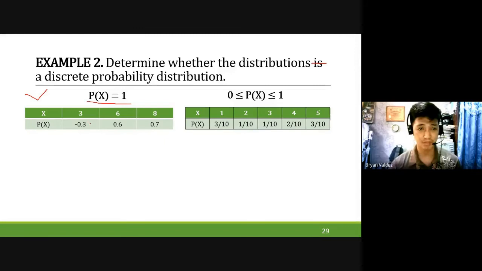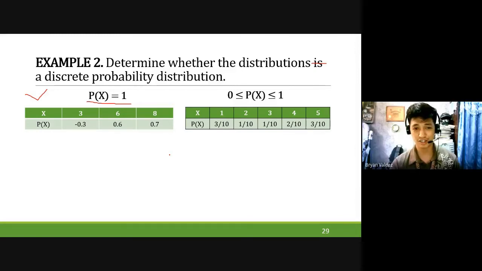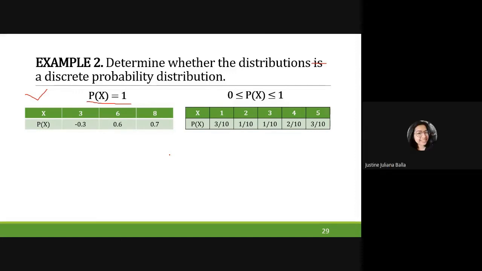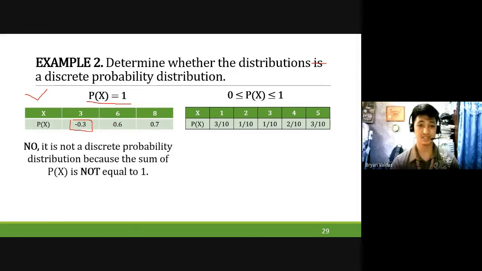How about the sum? Pag pinag-add ba yung negative 0.3, 0.6, saka 0.7, equivalent ba siya sa 1? Hindi po. Sure kayo? Negative 0.3 plus 0.6 plus 0.7. Opo, equal po siya sa 1. Okay. However, meron tayong negative value. The sum is actually equal to 1, no? Ayan.